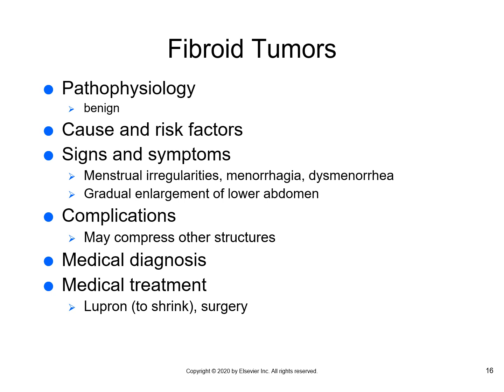Signs and symptoms: the patient is going to have some irregularities with the menstruation, menorrhagia that we did talk about earlier on, dysmenorrhea, and then there will be a gradual enlargement of the lower abdomen. Complications: because of this larger enlargement of the lower abdomen, there will be some compression of other structures in the abdomen. Medical diagnosis.